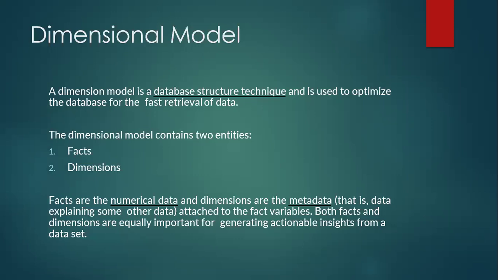Then the dimensional model. Basically it is a database structure technique used to optimize the data for fast retrieval. It has two entities, fact and dimension. Facts are the numerical data and dimensions are the metadata. As I told you, both fact and dimension are equally important for generating actionable insight from a data set. You need both fact and dimension for performing better analysis.